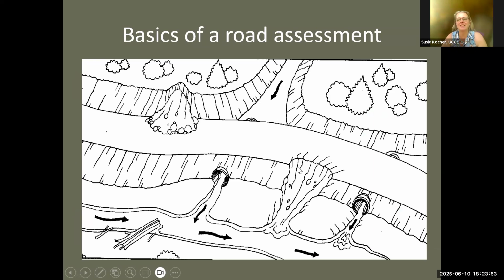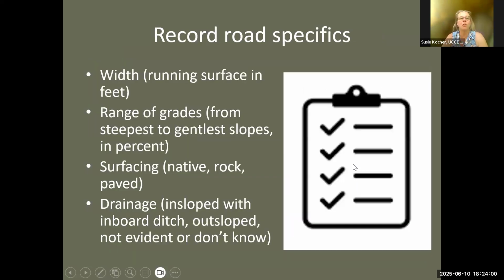Sloughing cut banks, degrading fill slopes, and all of that. So imagine that you are walking down your roads and you are identifying what kind of issues you have. You want to be able to record specifics about your road, the width, which would include the running surface. So not just the shoulders or anything like that, but how much is available for transportation, what the grades are, what is the percent slope from the steepest to the gentlest.